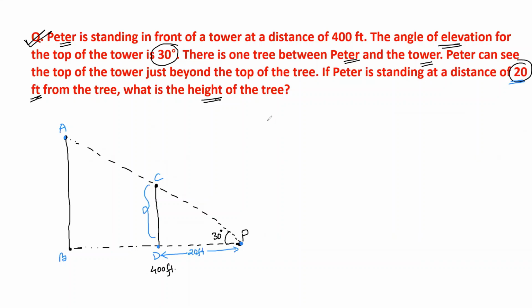So if we consider the triangle CDP, this would be a right angle triangle and this angle is 30 degrees. So we can write tan 30 as perpendicular upon base. So this would be CD upon DP. And we know tan 30 degrees is given by 1 upon root 3. CD is the height of the tree and DP is given to be 20 feet. So the length CD, or the height of the tree, would be simply 20 upon root 3 feet.